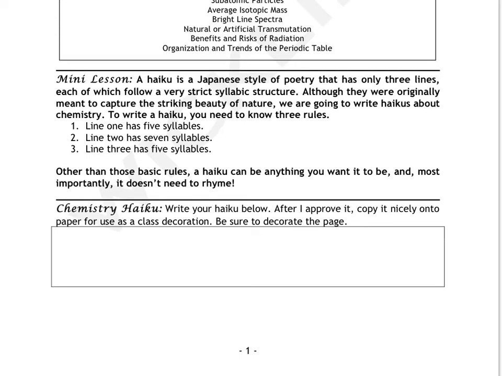So for instance, and this is going to be a terrible haiku, but let's say that I want to write a haiku about subatomic particles. And I know that subatomic particles are things like protons, neutrons, and electrons. I know where they are, I know what their charges are, so let me just say, I think my first line with 5 syllables could be "protons and neutrons." That's 5 syllables. And I know that protons and neutrons each have a mass of 1 AMU, as opposed to electrons, which have basically no mass.